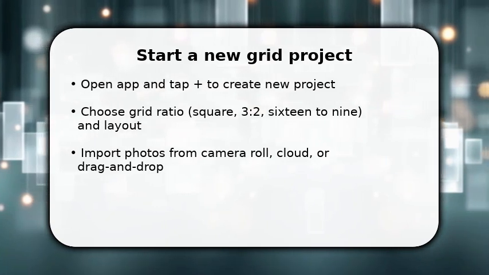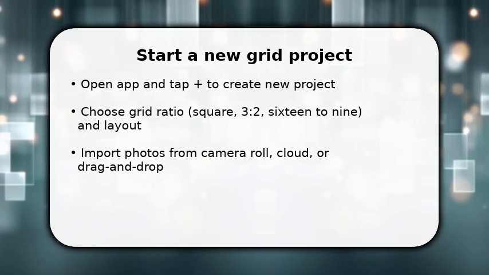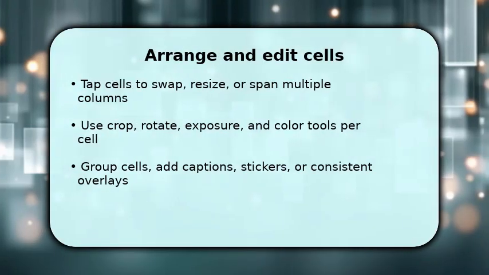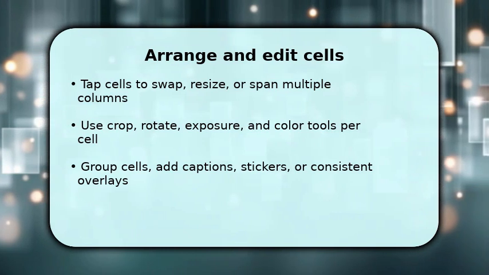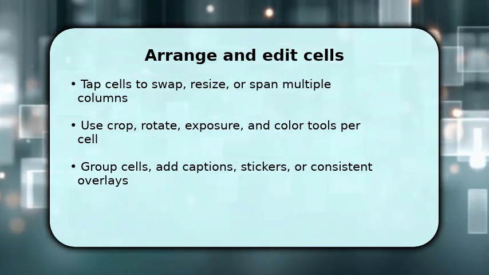Then lock the canvas size and confirm background color or transparency so subsequent edits remain consistent. Now you refine each cell. Tap to swap images, drag edges to resize, or span a photo across multiple columns for emphasis.